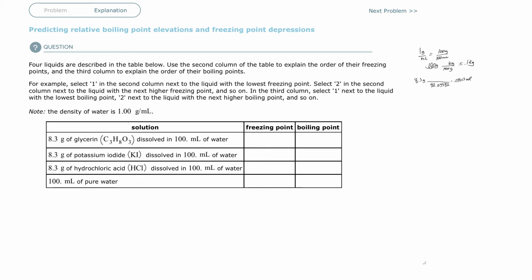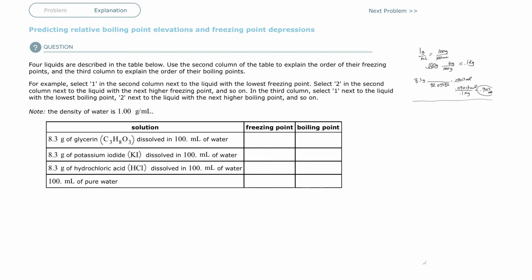All right, so my first guy is going to be 0.09013 moles over 0.1 kilograms. So let me do that: 0.09013 divided by 0.1 kilograms. Okay, and that gives me 0.9013 molal. Okay, so that's my first guy.